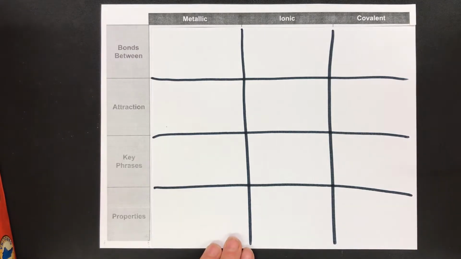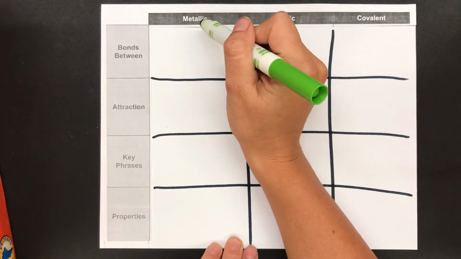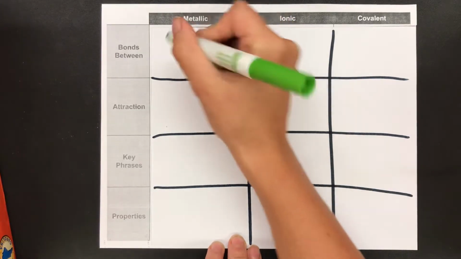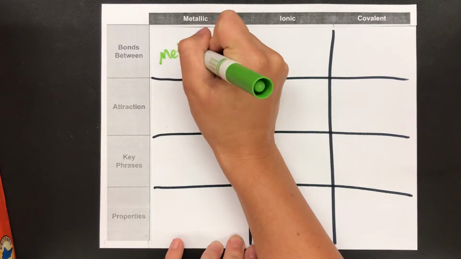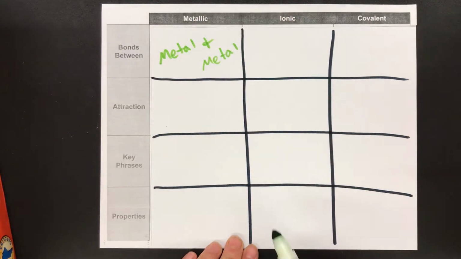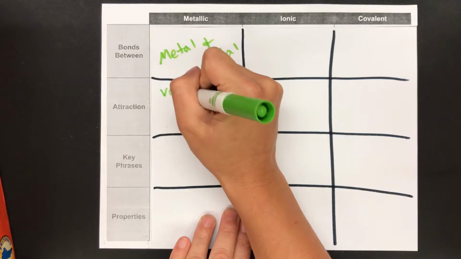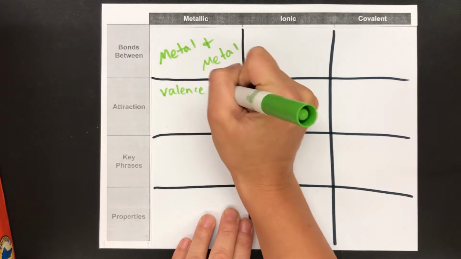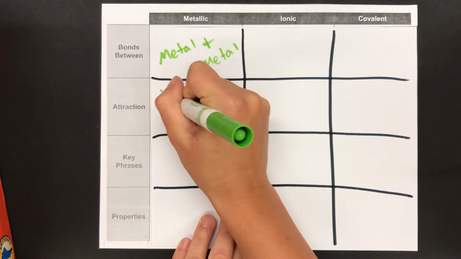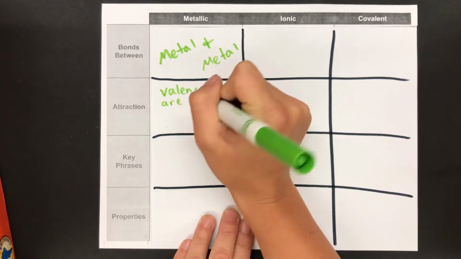So let's talk about metallic first. Metallic, bonds between. This should be obvious because it's metallic. It is between a metal and a metal. Why do these metals have any kind of attraction towards each other? It's because the valence electrons are mobile.